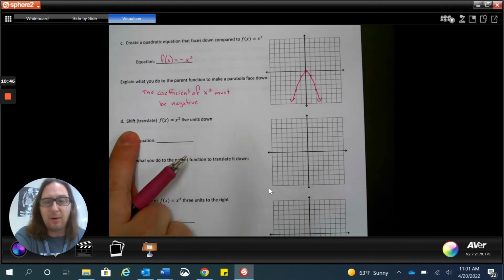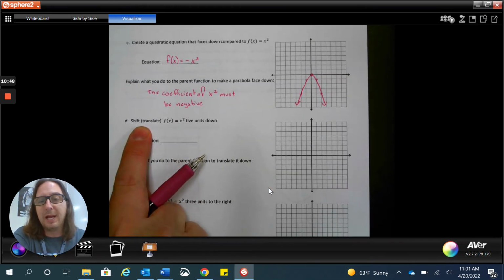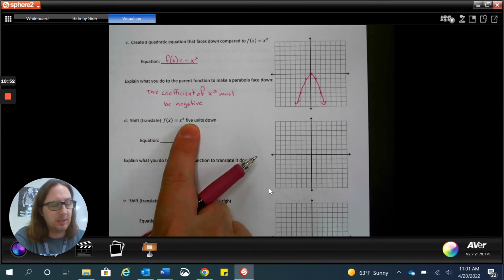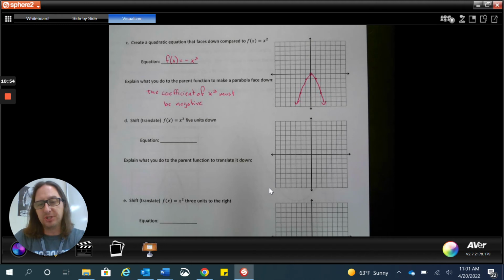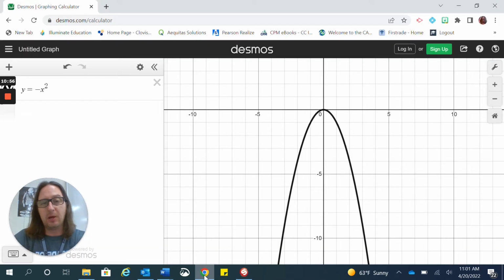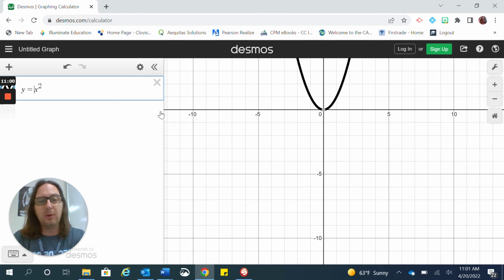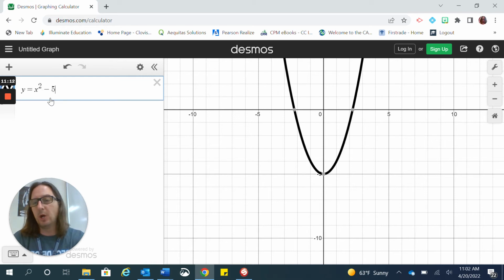Next, now we want to shift or translate the function 5 units down. So I want to take the parent function and move it 5 units down. So looking at this, let's go back to the parent function here. I want to move this so that the vertex is right down here at negative 5. So let's see. If I put minus 5 right here, there it goes. It shifted everything down 5.